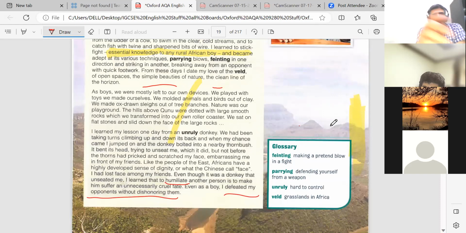The last line. We sat on the flagstone and slid down the face of the large rocks. Yes, you are right, Muhammad. Why? Because here, we mostly left to our own devices.